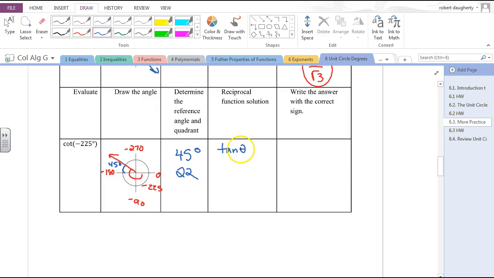What's the definition of tangent? Yeah. So the tangent of theta is y over x. Therefore, the cotangent is what? X over y. So at 45 degrees, what's the value of x over y? It's square root of 2 over 2 divided by square root of 2 over 2, which is 1. I'm in the second quadrant. What's the value of the tangent in the second quadrant? It is negative. So this is a negative 1.